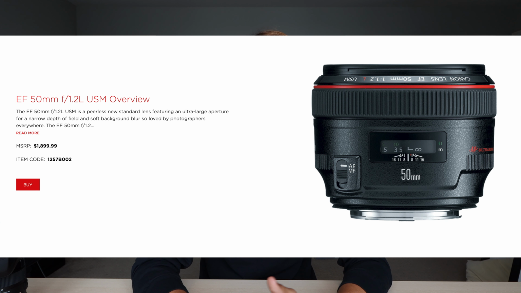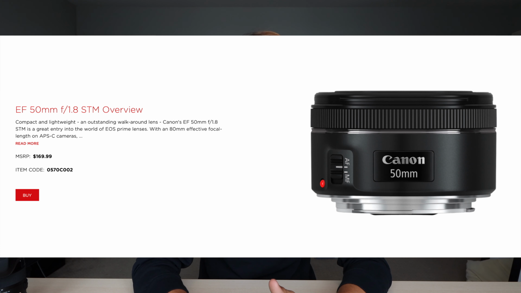Although the cost of a lens significantly rises as it has a wider aperture. For example, the Canon 50mm f1.2 versus the Canon 50mm f1.8, the difference in cost is about $1,700, and one of them is a $1,900 lens.